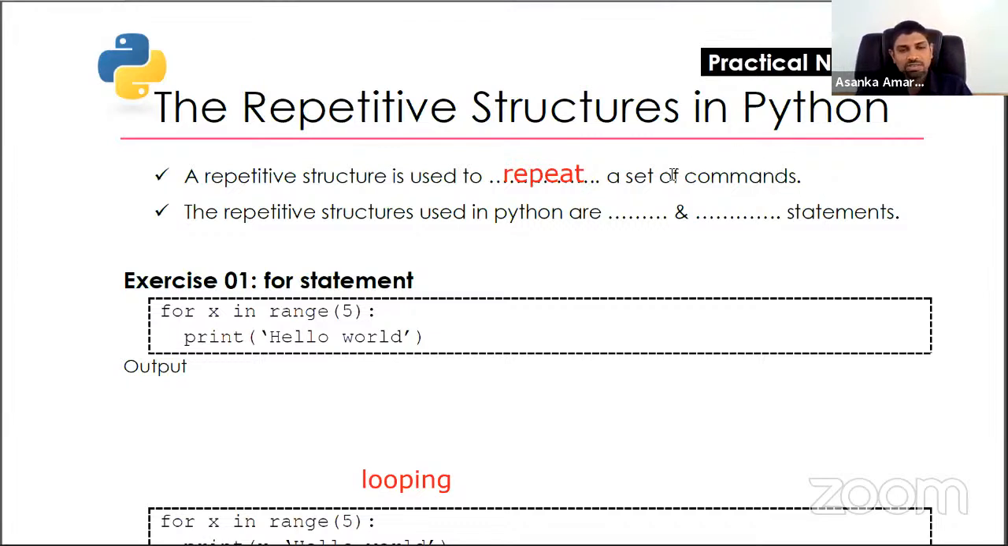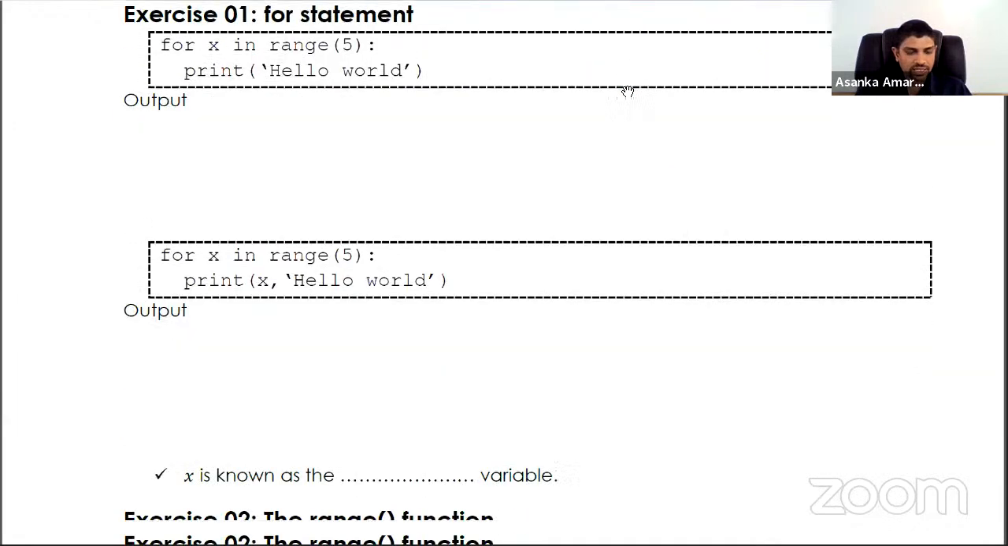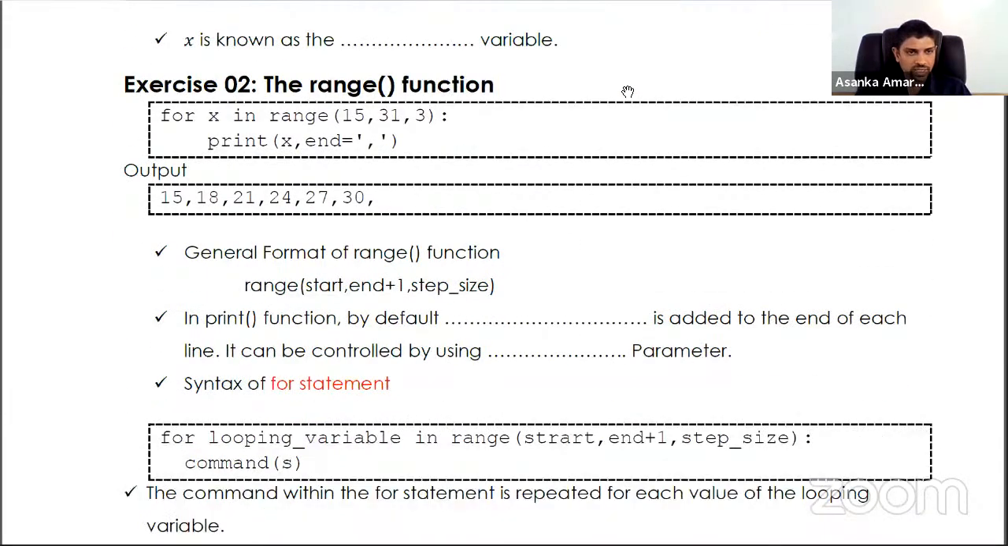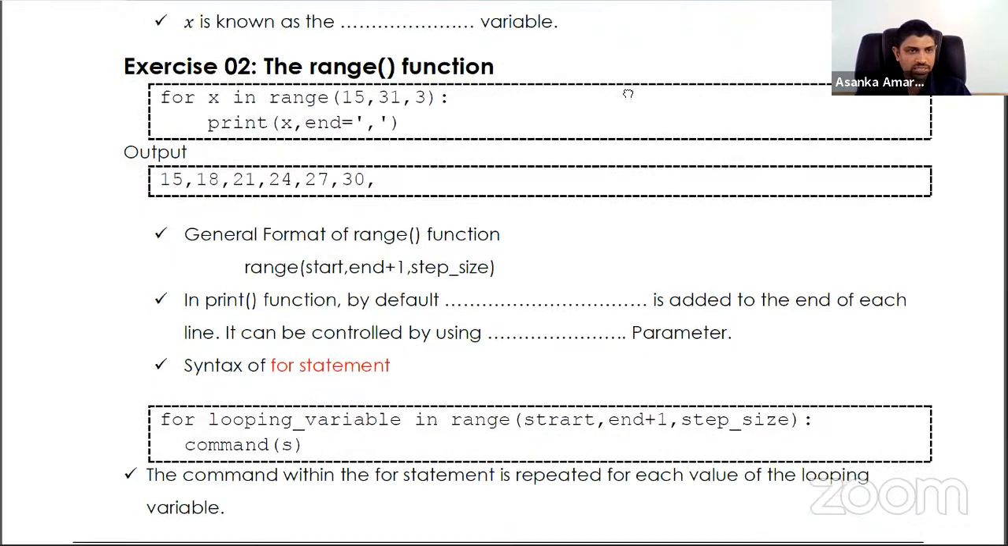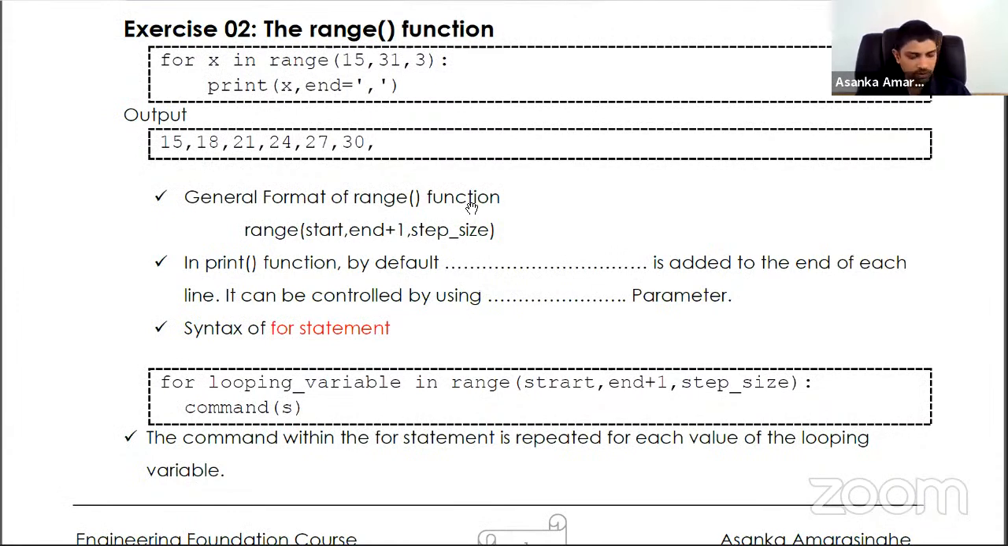The repetitive structures used in Python are for and while. The for loop is what we are discussing first now. Then we will discuss while. Okay? Right. Then I think you have done exercise number 2 also. I will explain exercise number 2.